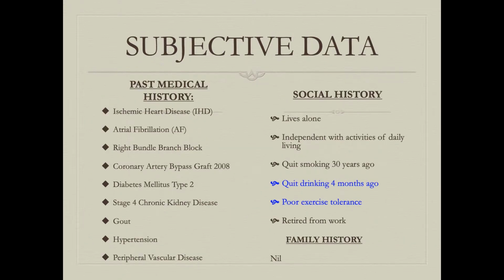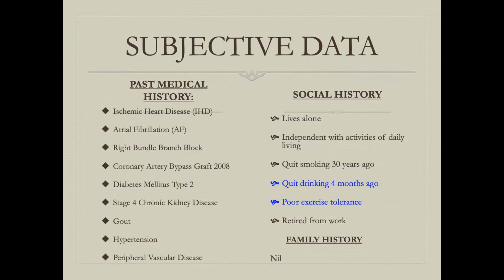His cardiovascular related past medical history is ischemic heart disease, coronary artery bypass graft in 2008, atrial fibrillation, hypertension, and peripheral vascular disease. Other histories are type 2 diabetes, stage 3 chronic kidney disease, gout. He does not have any significant family history.